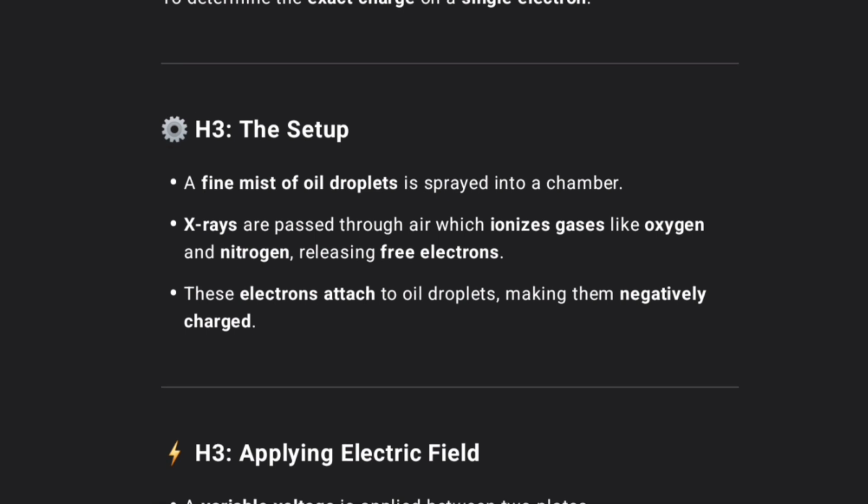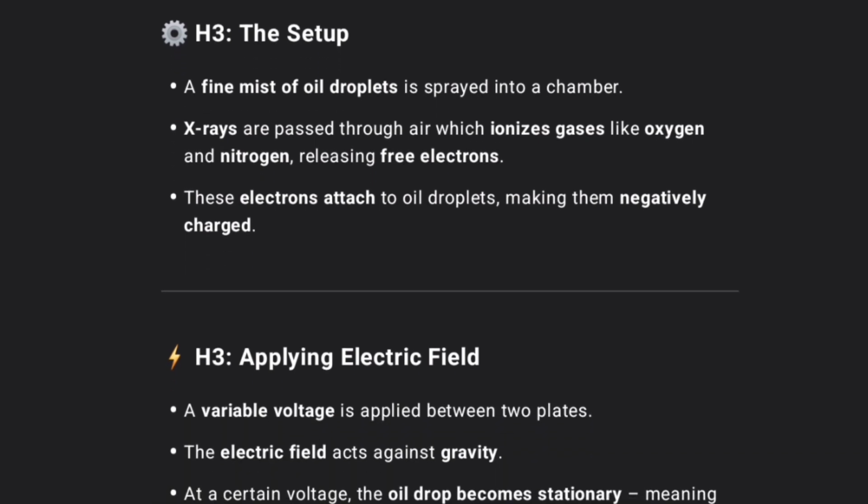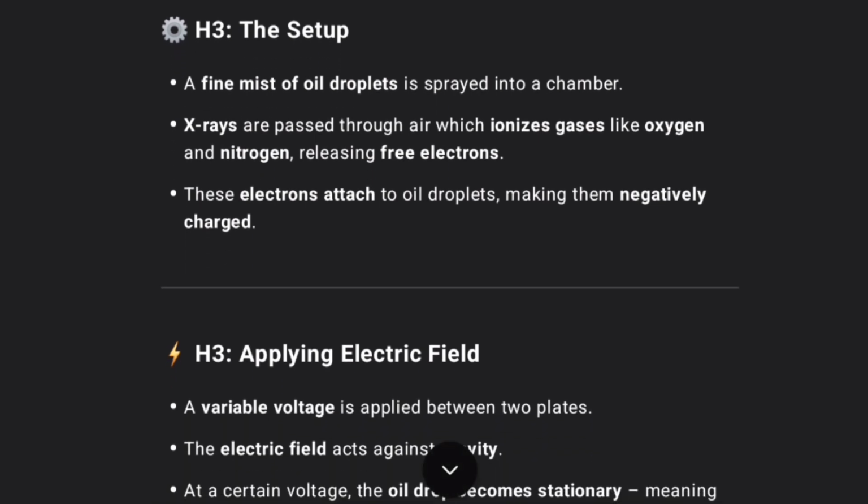The setup. A fine mist of oil droplets is sprayed into a chamber. X-rays are passed through air, which ionizes gases like oxygen and nitrogen, releasing free electrons. These electrons attach to oil droplets, making them negatively charged.